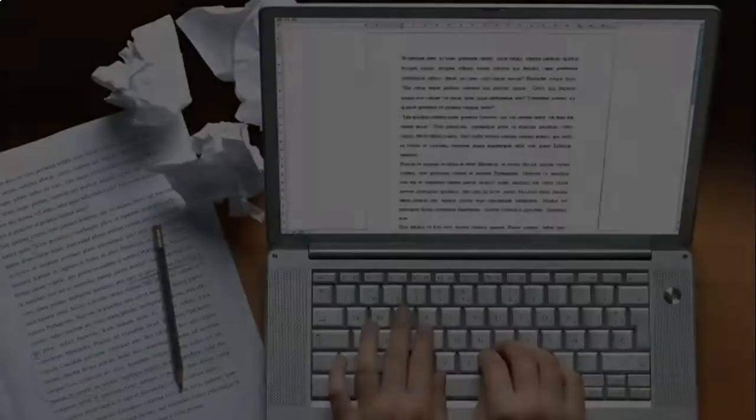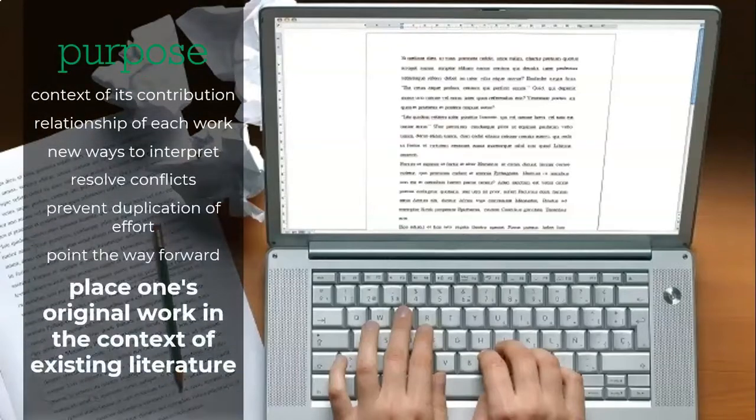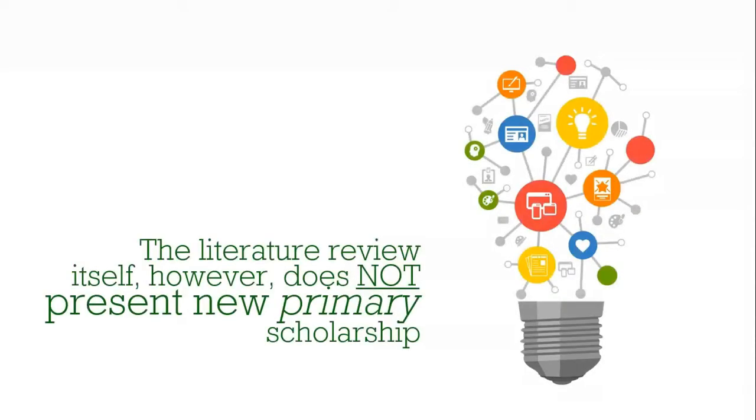A literature review may constitute an essential chapter of a thesis or dissertation, or maybe a self-contained review of writings on a subject. In either case, its purpose is to place each work in the context of its contribution to the understanding of the subject under review, describe the relationship of each work to the others under consideration, identify new ways to interpret previous research, resolve conflicts among seemingly contradictory previous studies, identify areas of prior scholarship to prevent duplication of effort, point the way forward for further research, and lastly, place one's original work in the context of existing literature. And this is my challenge to your group this year. The literature review itself, however, does not present new primary scholarship.